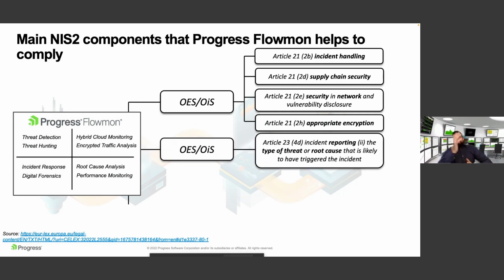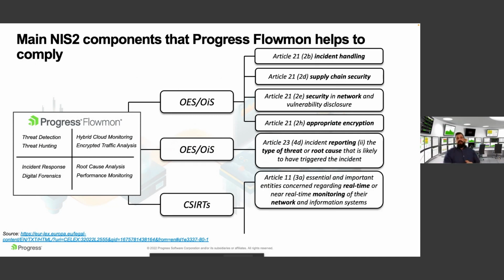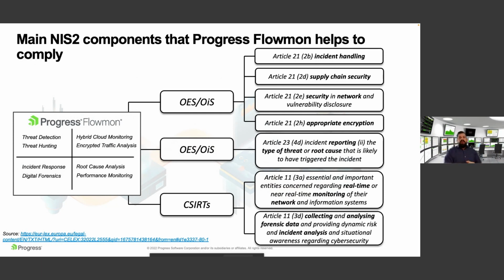Again, Article 23 is about the obligations, about the incident reporting. This is the reporting, including also the description of the type of the threat and also the root cause. And for CSIRTs, it's mainly the capability regarding the real-time or near real-time monitoring of their network and information systems. And this is all about collecting and analyzing forensics data, providing the dynamic risk and incident analysis to support the regulated entities.